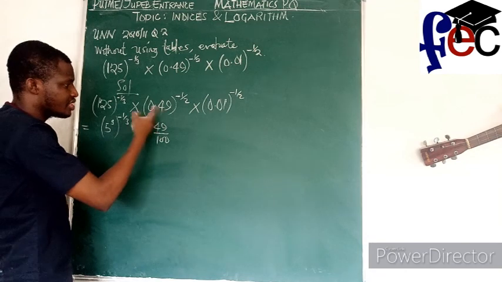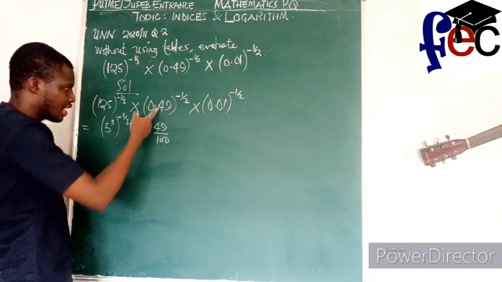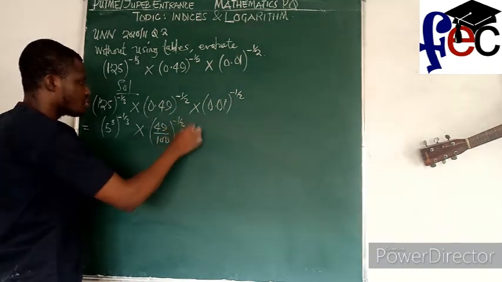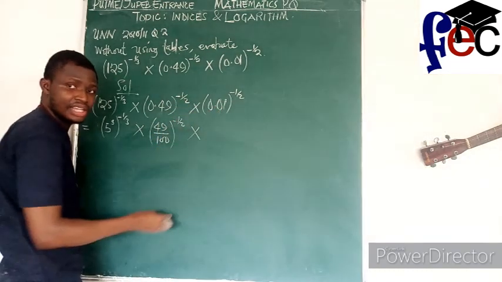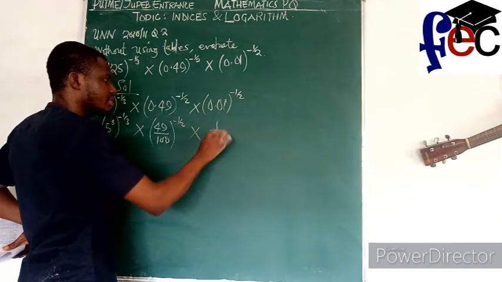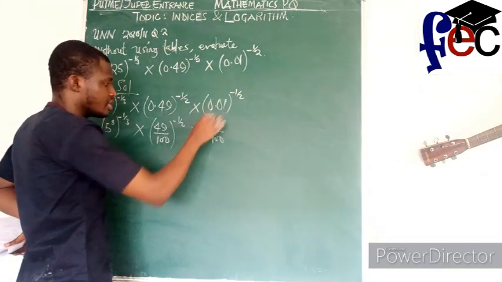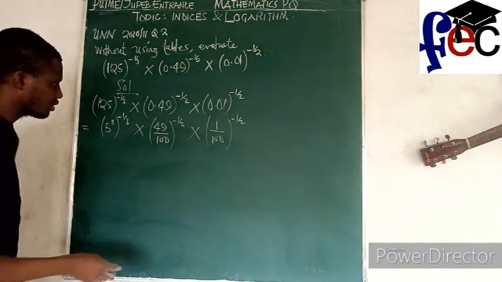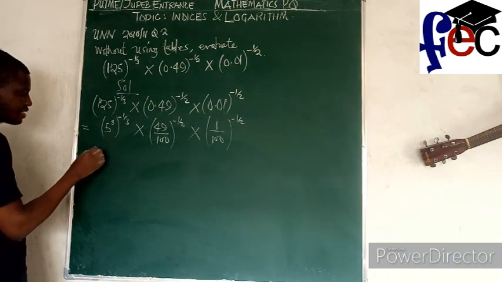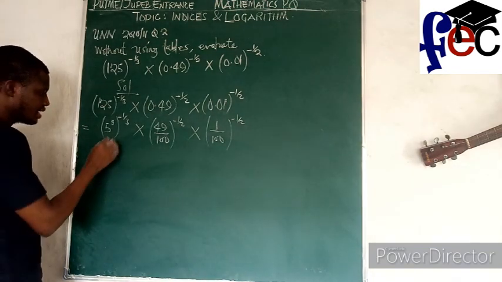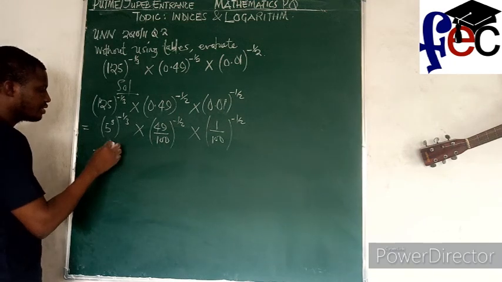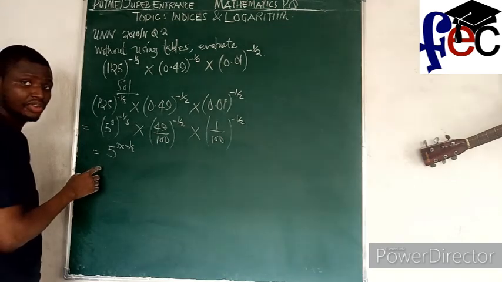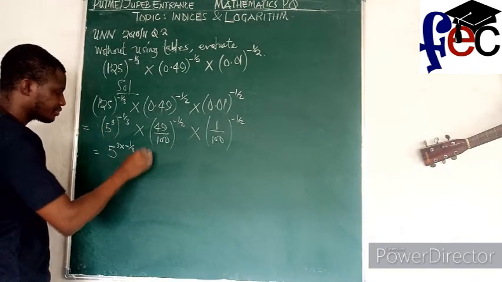Because this is a decimal fraction, I can write this as 49 over 100 all raised to power minus 1 over 2, multiplied by, I can rewrite this too as what? 1 over 100, 2 decimal places, all raised to power minus 1 over 2. So what other thing do I need to take note of here? I can now write this as 5 raised to power 3 multiplied by minus 1 over 3. Do you agree with me? I'm applying the law of indices here.